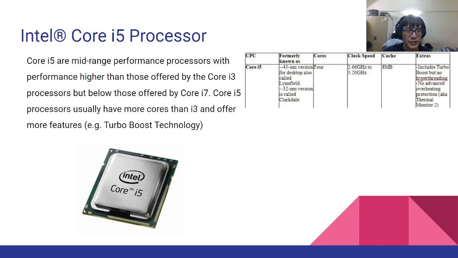Intel Core i5 processors are the mid-range performance processors, with performance higher than those offered by Core i3 but below Core i7. Core i5 processors usually have more cores than i3 and offer more features such as turbo boost technology.